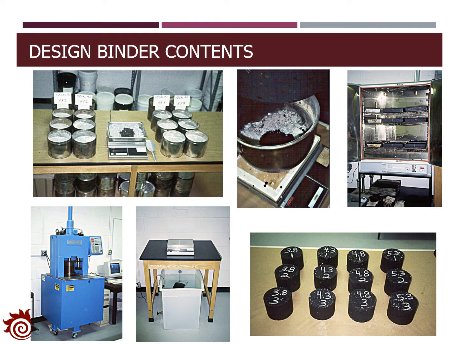This figure shows the specimens prepared for the design binder contents. Basically, from the last figure, you can see that for each set of experiment, we will have 4 specimens, and each one will have 1 asphalt content. In this case, that will be 3.8%, 4.3%, 4.8%, and 5.3%. We will use this information for the calculation of the volumetric properties.